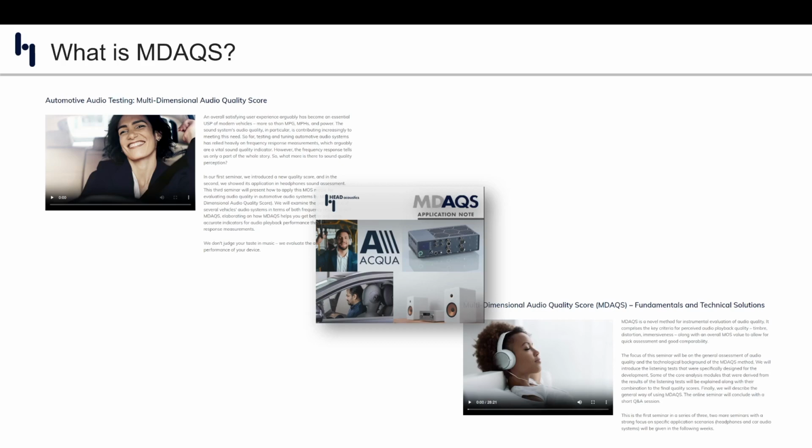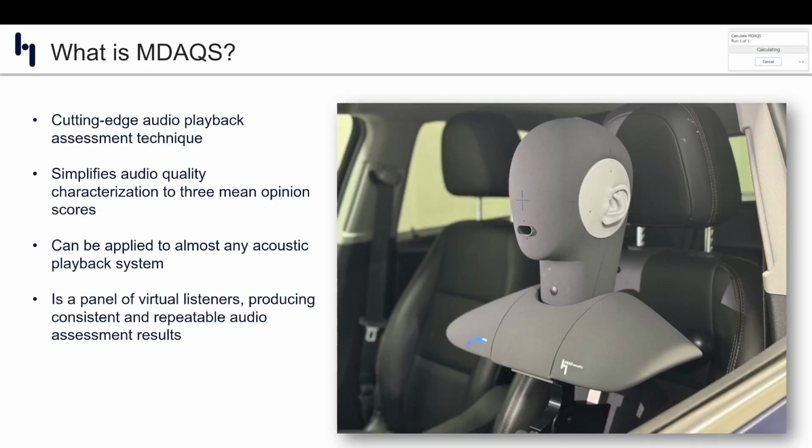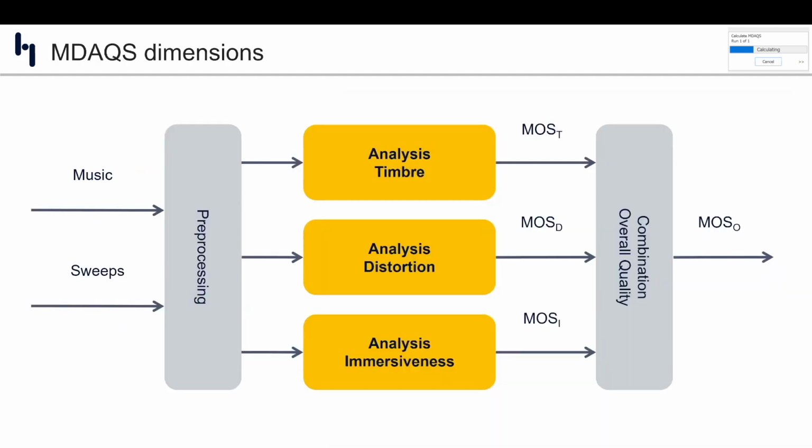While we dance through the topics of MDAQS, let's take an MDAQS measurement and calculate the results. Place the HMS in the car, connect to the head unit, send the signal, and calculate. So what is MDAQS specifically from a high level? It's a cutting-edge audio playback assessment technique. It simplifies audio quality characterization to 3 mean opinion scores, can be applied to almost any acoustic playback system, and is a panel of virtual listeners producing consistent and repeatable audio assessment results.